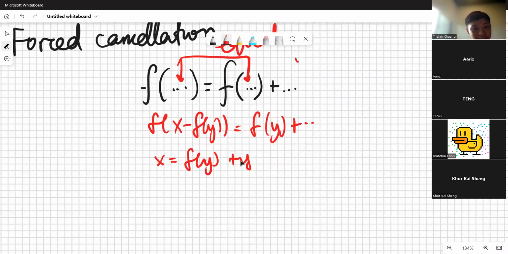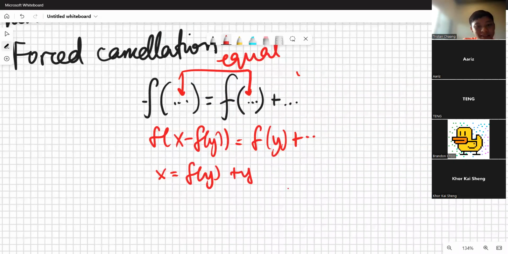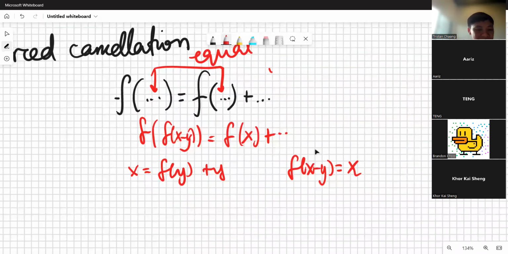And of course, you have to make sure you can do that. For example, if you have questions like, let's say, f(x) - y, and this is, I don't know, f(x). Then I don't think you can force cancel these two. There is no way of knowing that there exist x and y such that f(x) - y equals x, unless you know some kind of surjectivity or injectivity that I will explain later.